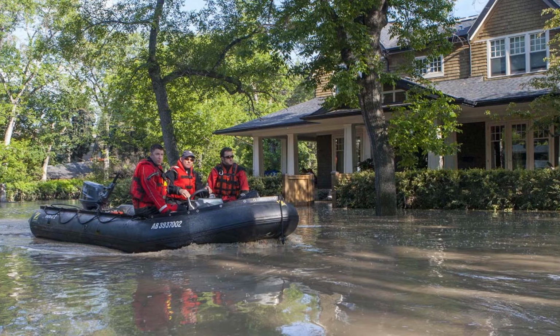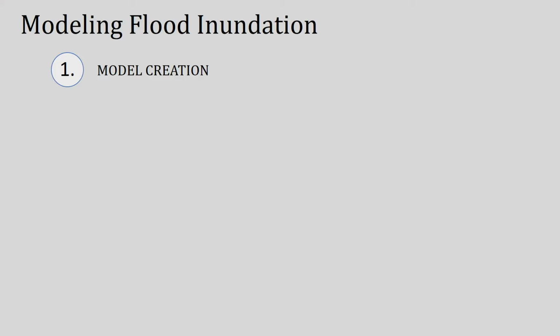Using data on which areas of Calgary were inundated, we can create a model that measures the effect of different spatial variables on flood inundation. This is done in 4 key steps. First, separating the data in half and testing the explanatory power of different spatial variables on actual inundation.